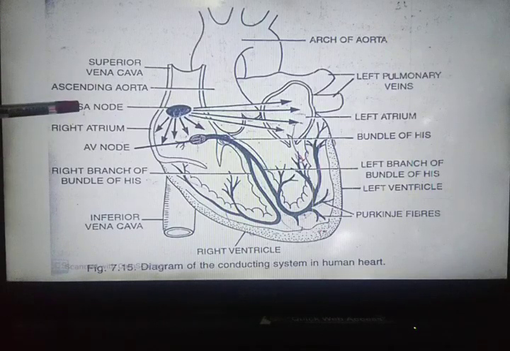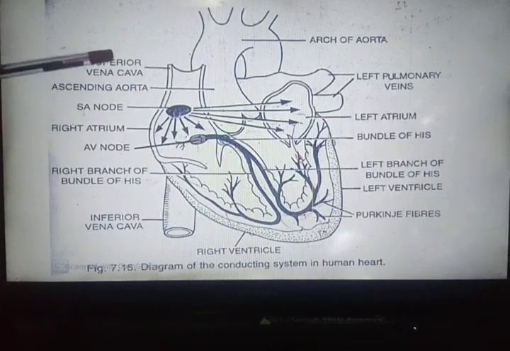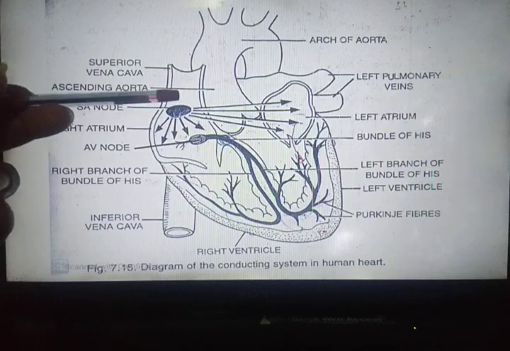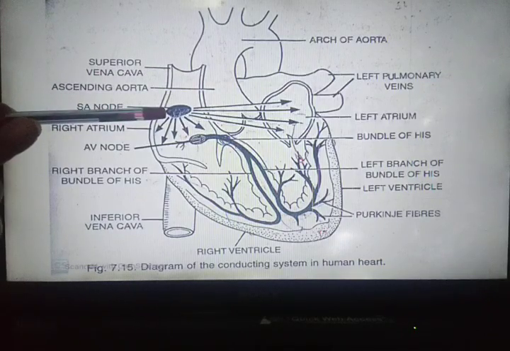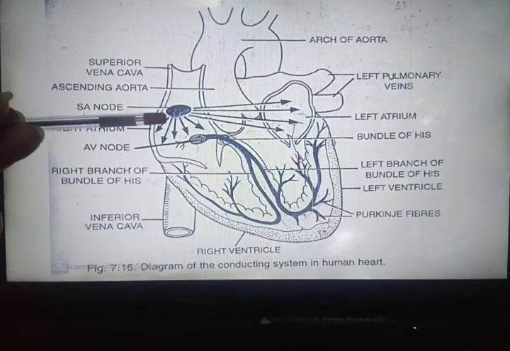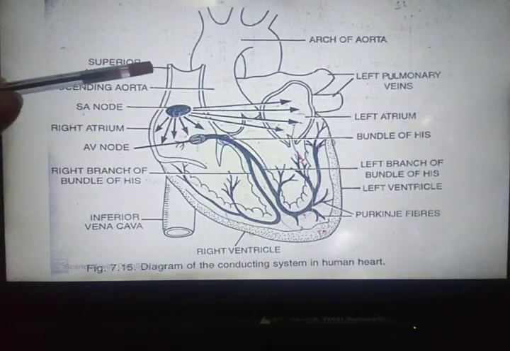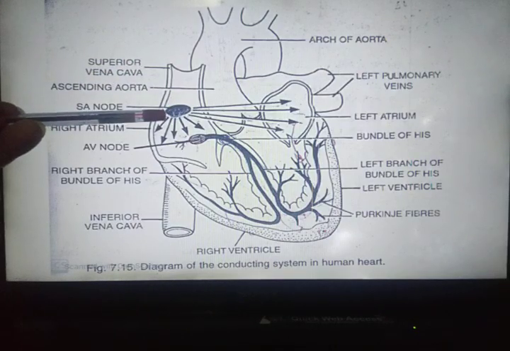First of all, SA node or sino-auricular node. This sino-auricular node is present near the opening of the superior vena cava. As you can see, this is superior vena cava. Near the opening of the superior vena cava, sino-auricular node is present. So in which auricle is sino-auricular node present? Yes, in the right auricle. In the right auricle, near the opening of the superior vena cava, sino-auricular node is present.